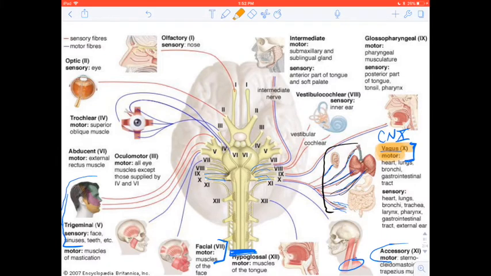The other one that's extremely important is this glossopharyngeal nerve. Both of these are going to play a role in one of our most important autonomic reflexes, which we'll get to. But the rest, we don't have to spend a lot of time memorizing, at least not for now. Focus on these two for the moment.